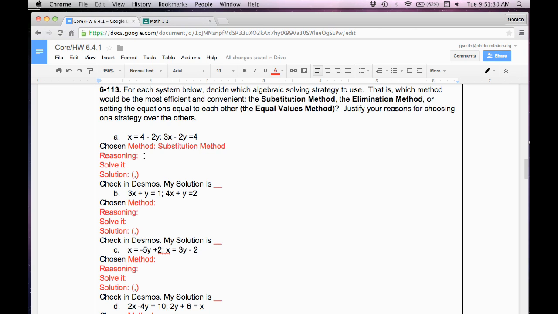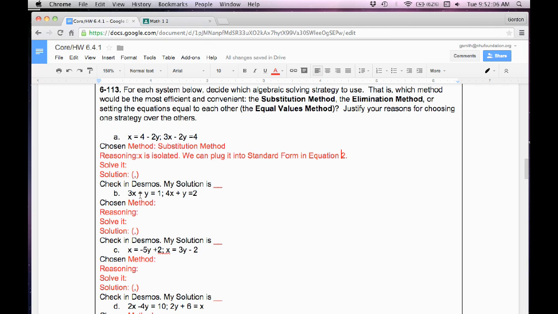And our reasoning is that x is isolated, so we can plug it into the standard form in equation 2. And typo, equation. Okay. We'll save the solving for the next video. Right now we're just setting stuff up.